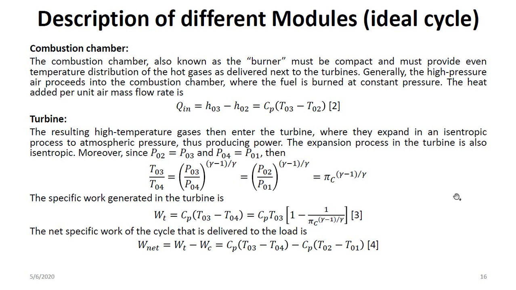And the net specific work of the cycle that is delivered to the load, for the ideal case, net work will be the work generated in the turbine minus the work needed to drive the compressor. So that difference will be equal to the net work. Okay?